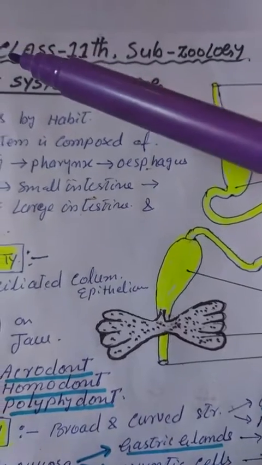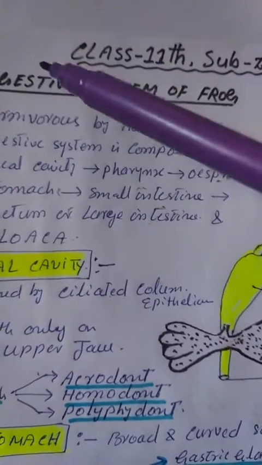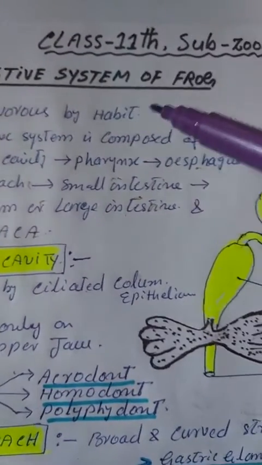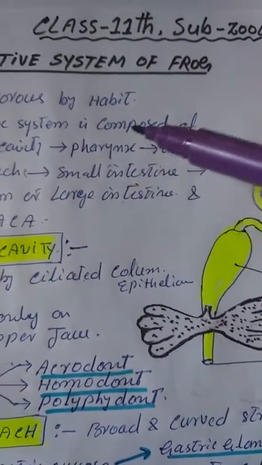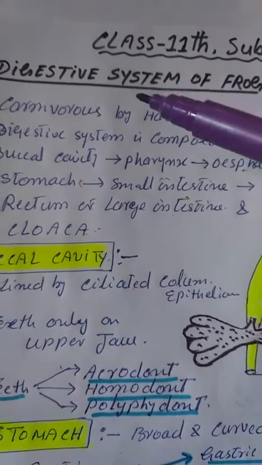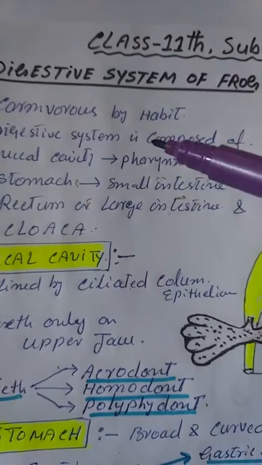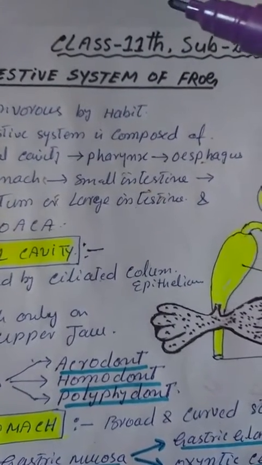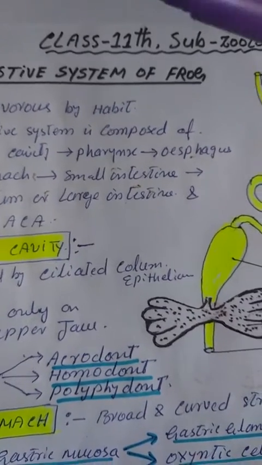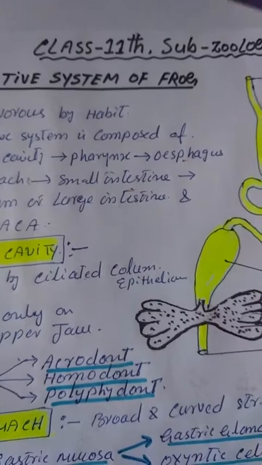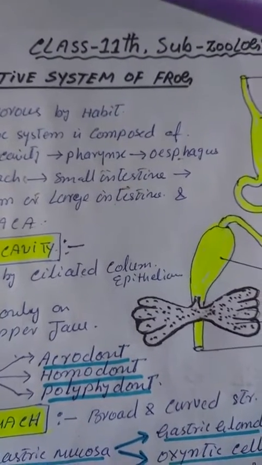My today's topic is the anatomy and functioning of the digestive system of frog. As we know, frogs are carnivores by habit, and as such the alimentary canal in frogs is short, and hence the length of the intestines is reduced to about 30 centimeters.